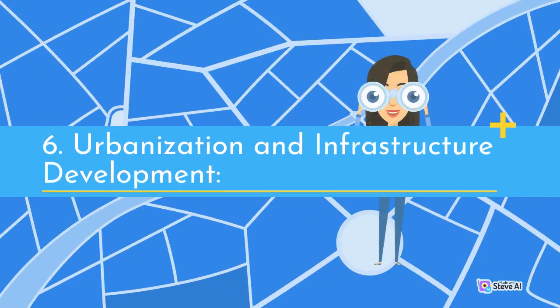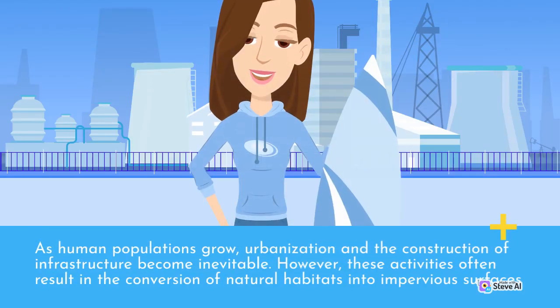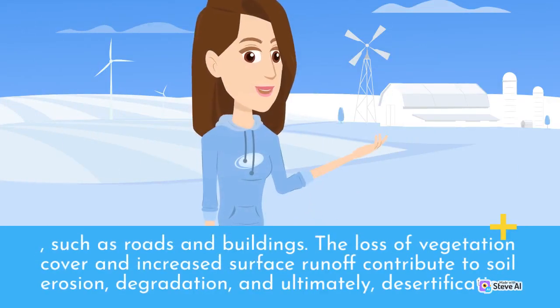6. Urbanization and infrastructure development. As human populations grow, urbanization and the construction of infrastructure become inevitable. However, these activities often result in the conversion of natural habitats into impervious surfaces, such as roads and buildings. The loss of vegetation cover and increased surface runoff contribute to soil erosion, degradation, and ultimately, desertification.